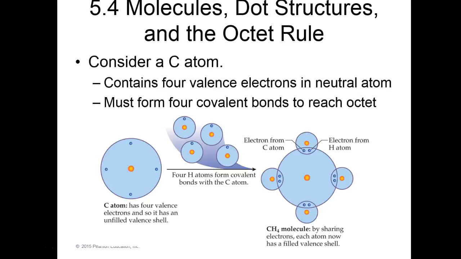Consider a carbon atom. This contains 4 valence electrons in a neutral atom. It must form 4 covalent bonds to reach its octet of 8. So the carbon atom seen here has 4 valence electrons, so it has an unfilled shell. It wants 8, right? So 4 hydrogen atoms come in, and they're all able to connect, making 8. This leads us to the CH4 molecule. By sharing electrons, each atom now has a filled shell.